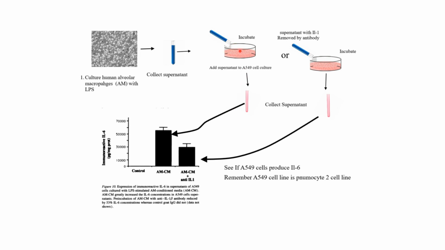This one, IL-1 was left in it. This one, IL-1 was taken out, and they still produce IL-6. Here they produced it more. This is an important result because these macrophages may be producing something that causes A549 cells to produce a lot of interleukin.